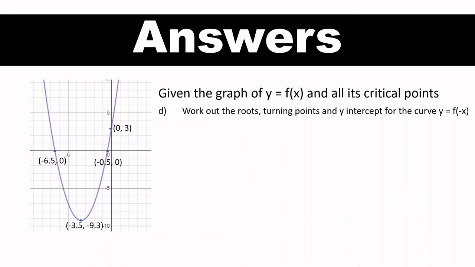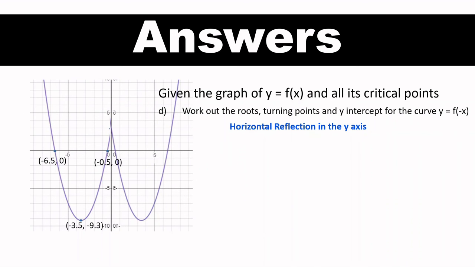Next, if I were to sketch y equals f of negative x, that negative is inside the brackets, so it's affecting my x-coordinates. That's going to be a horizontal reflection in the y-axis. So my previous root, negative 6.50, will move across to the same distance on the other side of the y-axis to positive 6.50. My other root, negative 0.50, moves across the y-axis to its new position at positive 0.50.